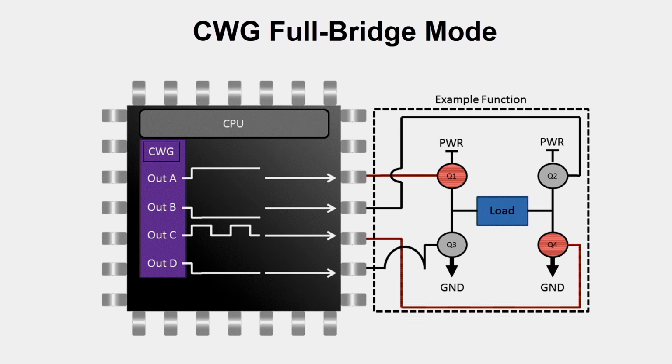And this mode is basically for driving things like a brushed DC motor, where you can directly hook the motor into this full bridge and route the 4 pins of the CWG output to the 4 FETs. And that's a good point. On this diagram, we've kind of high-leveled it a bit, but those circles, the Qs, are actually MOSFETs.